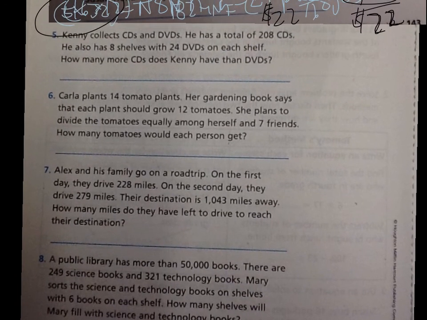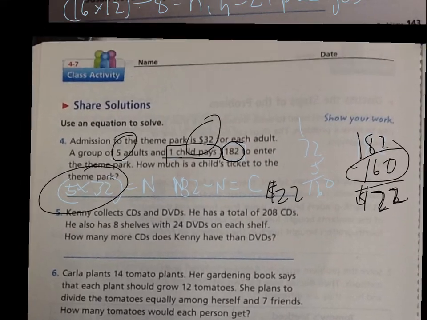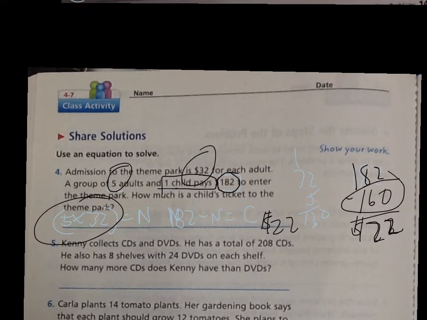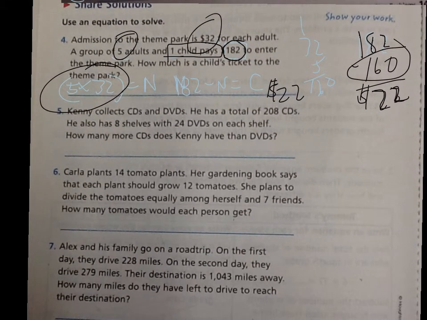Kenny collects CDs and DVDs. He has a total of 208 CDs. He also has 8 shelves with 24 DVDs on each shelf. How many more CDs does Kenny have than DVDs? Well, what you're going to need to do is find out how many DVDs he has.